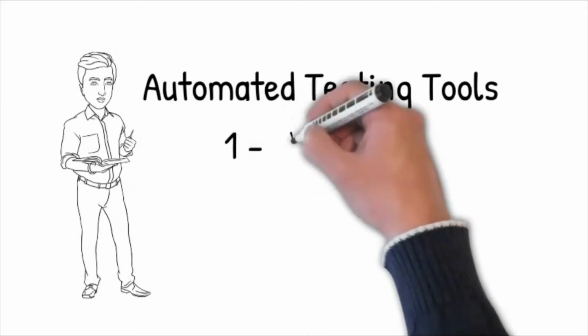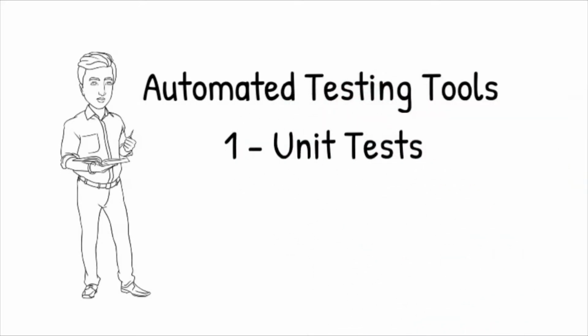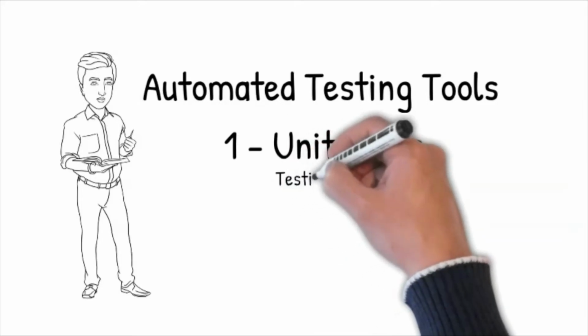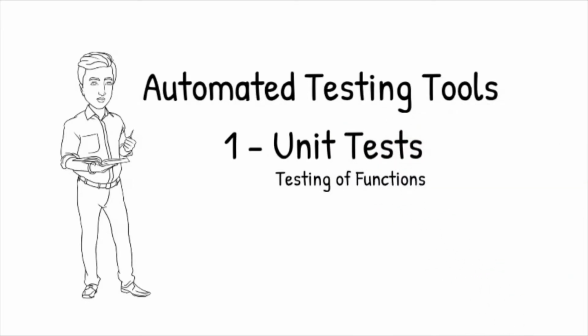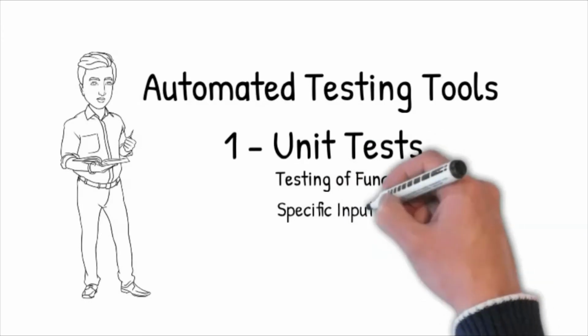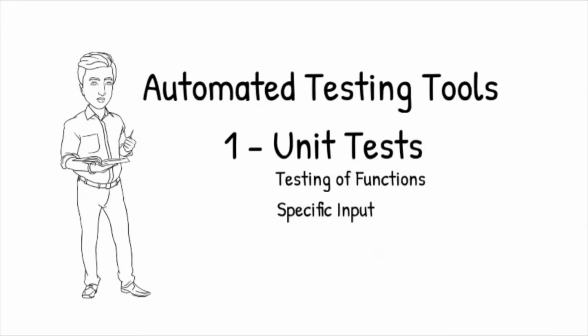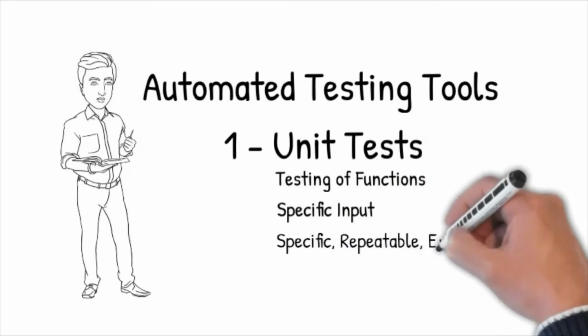Let's begin by talking about unit tests. Unit tests are tests that check individual small pieces of code that you have written. For example, functions. So you've probably guessed that this is a type of functional testing. Functions can be written in just about any language. They take specific input and they produce specific, repeatable, expected output.